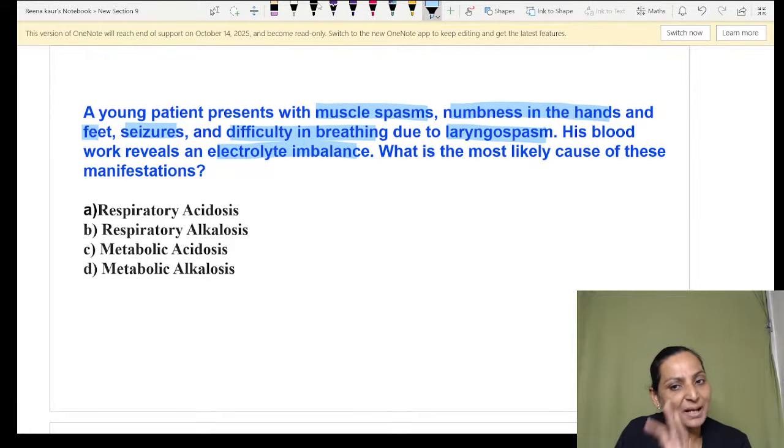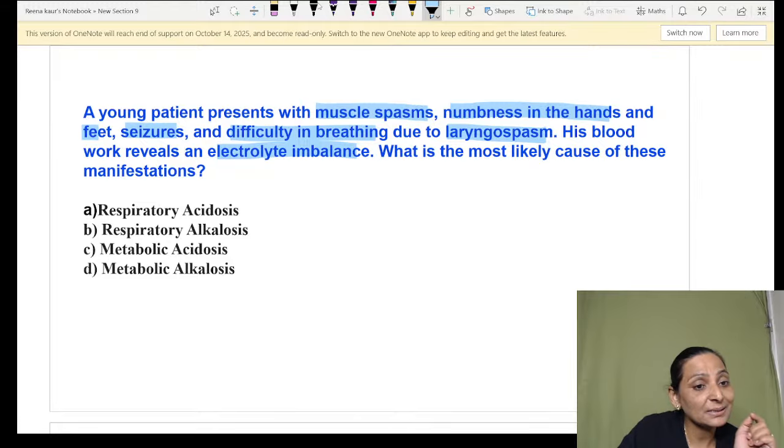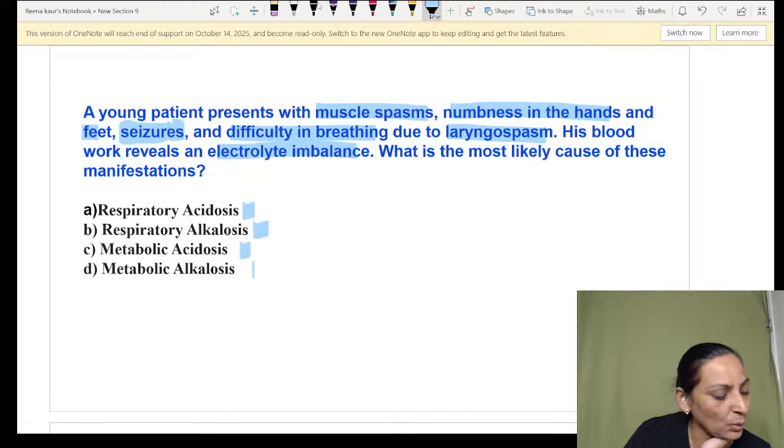So there is muscle spasm, numbness, seizures, right? Seizures is very, very important, and this question is associated with your acid-base balance. Options are respiratory acidosis, alkalosis, or whether it is metabolic acidosis or alkalosis. So the correct answer over here is respiratory alkalosis.